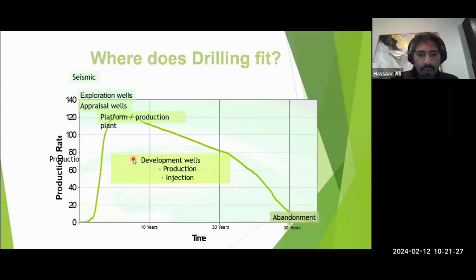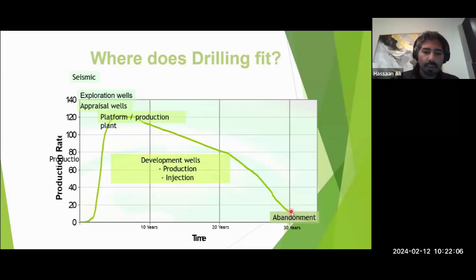These development wells can be two types, production and injection. Production, as the name suggests, is more to produce oil and gas. Injection is more to inject water and gas back into that reservoir. Usually it spans over the period of 10 to 30 years. Eventually you will see that your production rates are really high, but as you go into a more maturing field, between the area of 10 to 20 years, the field becomes more mature, so your production starts to decline. And as you go towards 30 years, it comes to a point where it's not economically feasible to produce from these wells. So you will go into that abandonment phase.